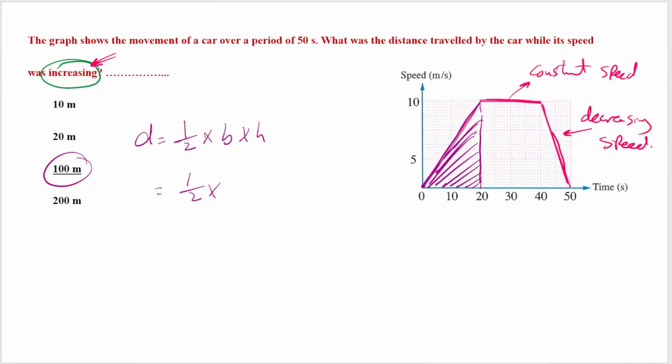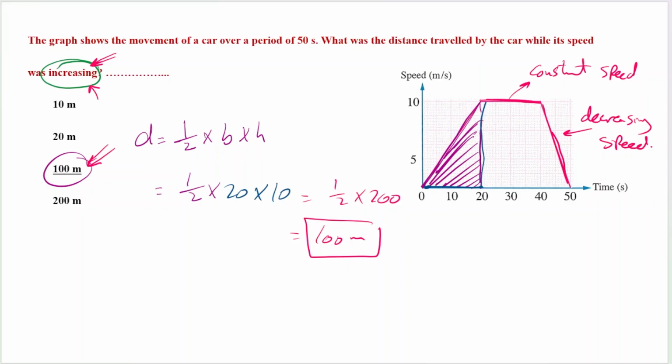Half times, what is the value of the base? It's from 0 to 20, so it's 20. Times what is the value of the height? It's from 0 to 10. So it will be half times 200, so it will be 100 meters. This is the distance. This is not the total distance. This is the distance when the car was speeding up.